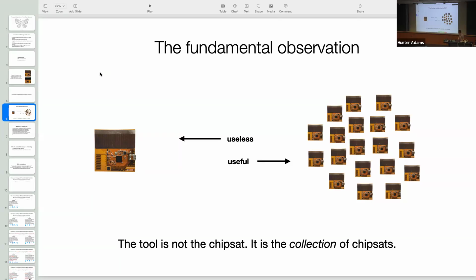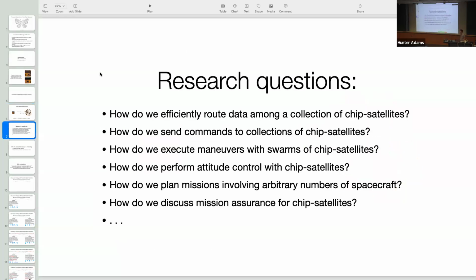And so, you can then ask yourself, if this is the spacecraft, what are the open research questions associated with this kind of satellite? And this is a non-exhaustive list, but the open research questions include questions like the following. How do you move data among a collection of chipsats? How do you send commands to a very large distributed swarm of spacecraft? How do you actually send commands to it?